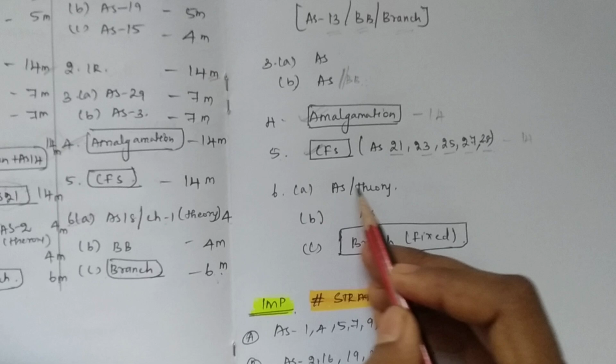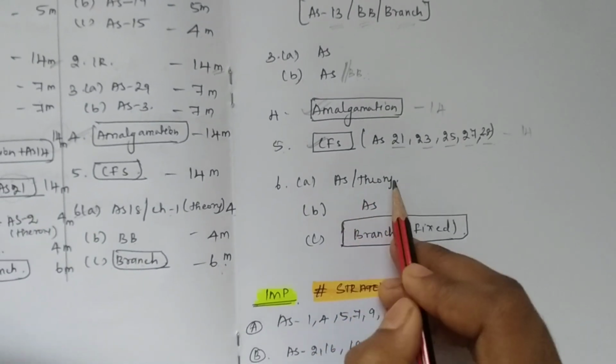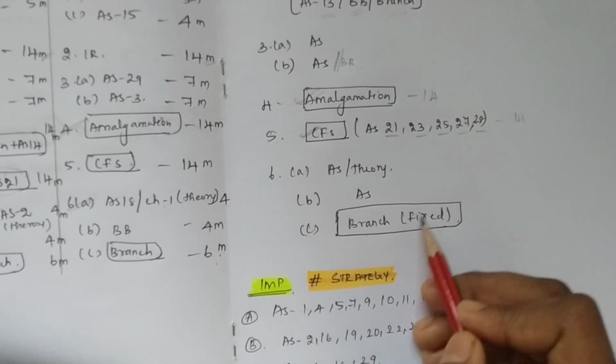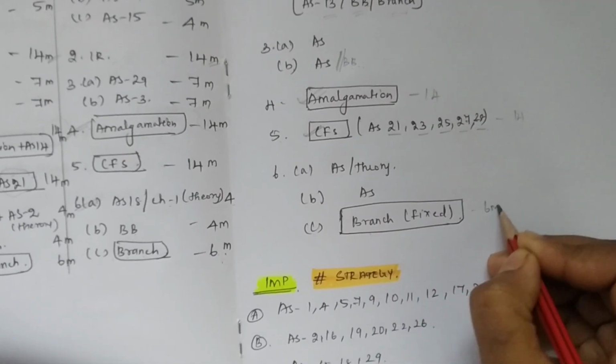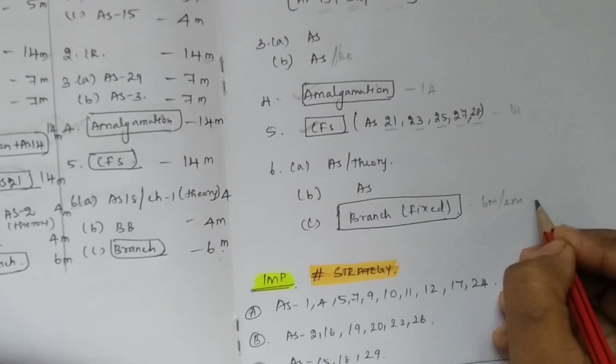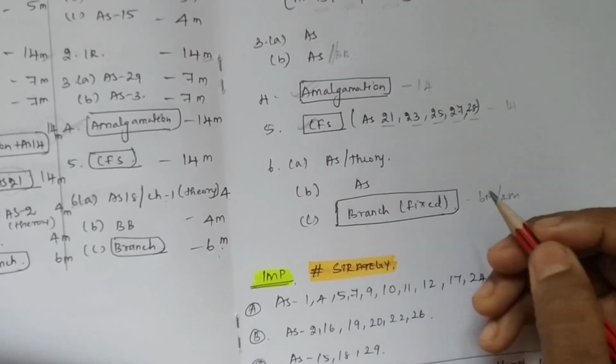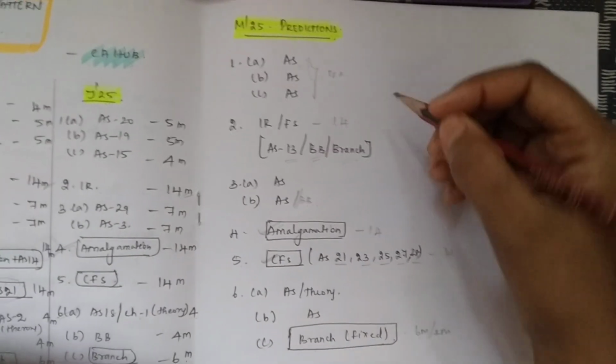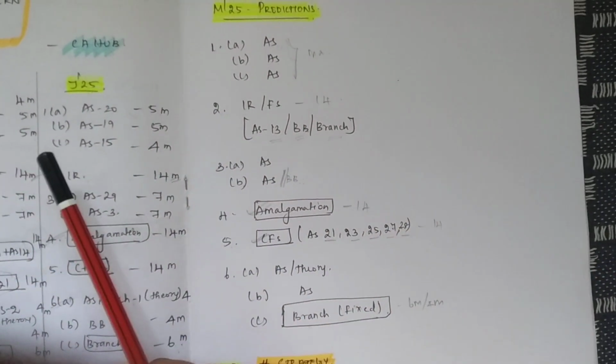And in 6A, we are getting AS or theory. There is an either-or question we will get. 6B is an AS question. 6C is a branch question. It is also a fixed question. It might be 6 marks or 4 marks depending upon the question that they have prepared. It might be Indian branch or foreign branch. But this is the sequence that they have followed in the accounts paper based on the past attempt analysis.